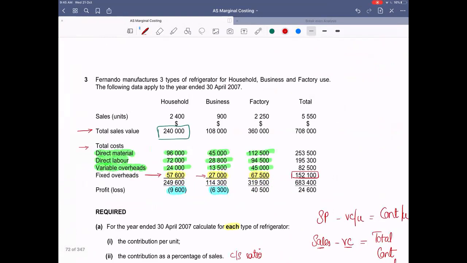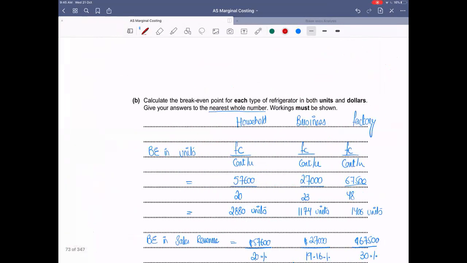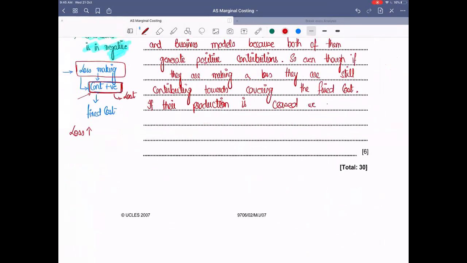So आपका loss बढ़ जाएगा. So 48,000 and 20,700 if we add these two, this is 68,700. So if their production is ceased, we will lose a contribution of 68,700 and that would result in an extra loss of 68,700. This should be the answer.